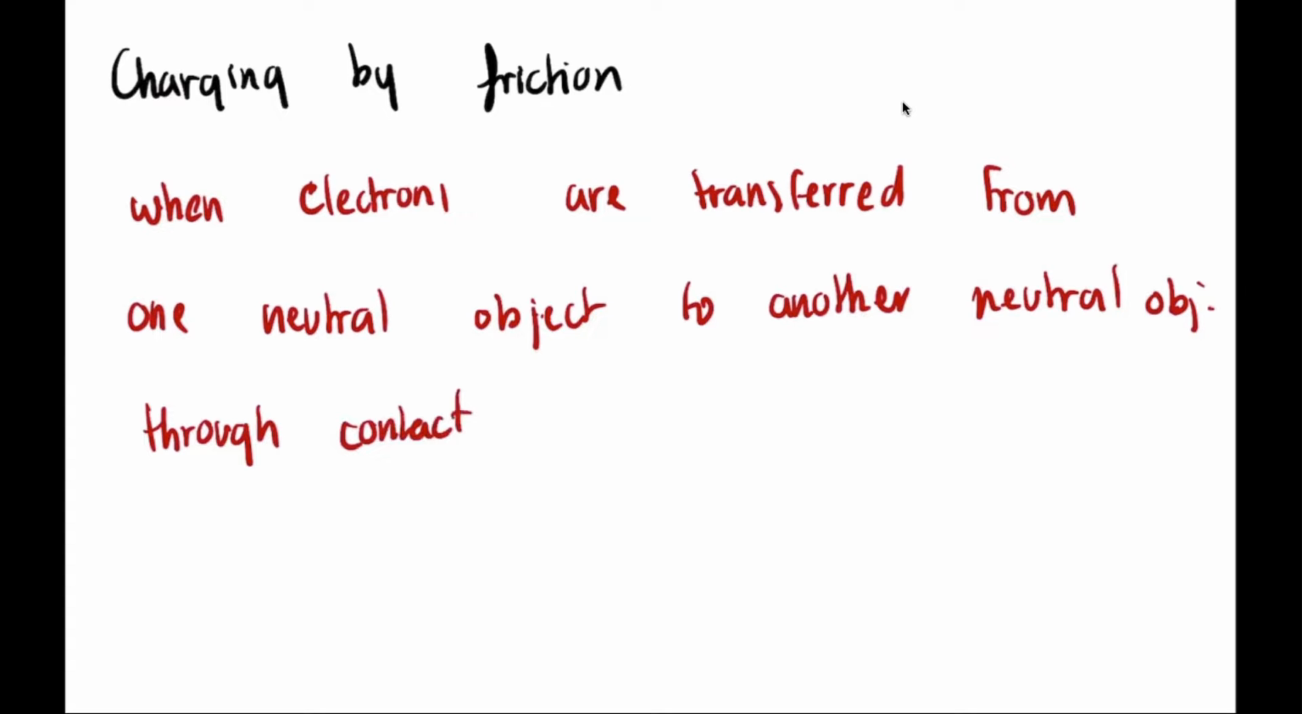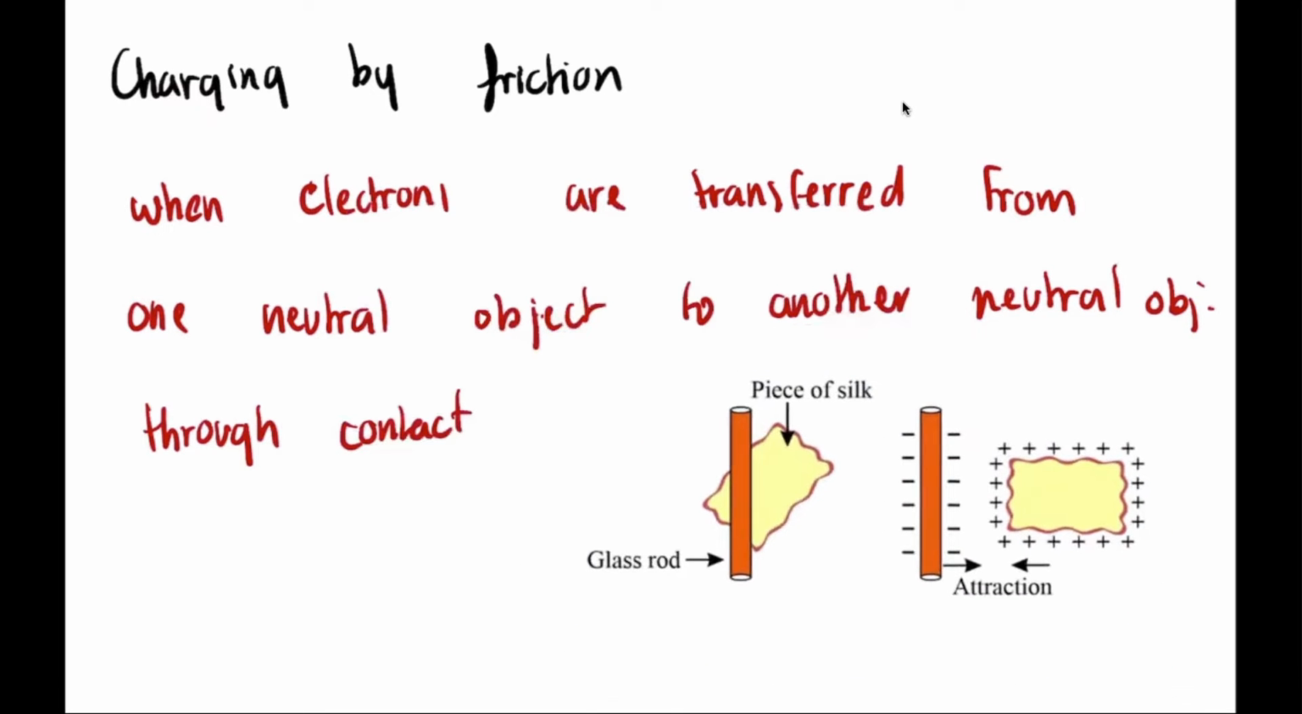So here is an example. For example, let's say you have a piece of silk and a glass rod. And remember, a glass rod is basically an insulator, okay? So the piece of silk here is neutral, as well as the glass rod. Electrons from the piece of silk will transfer to the glass rod, resulting in the glass rod being negatively charged and the piece of silk being positively charged. And we know that they will attract because they are unlike charges.